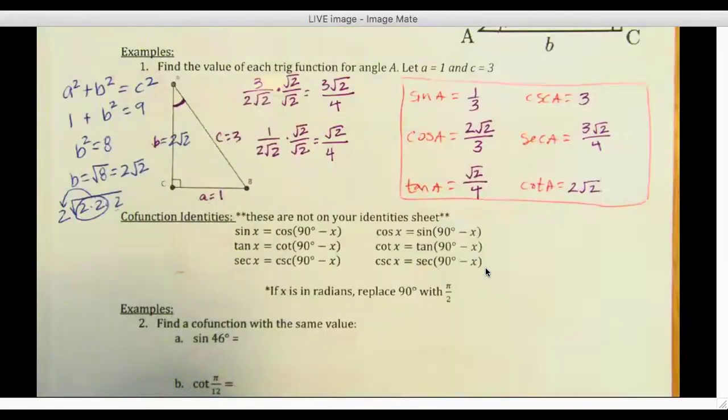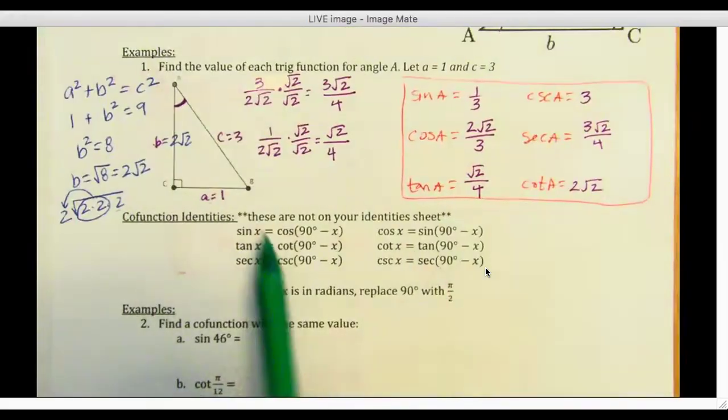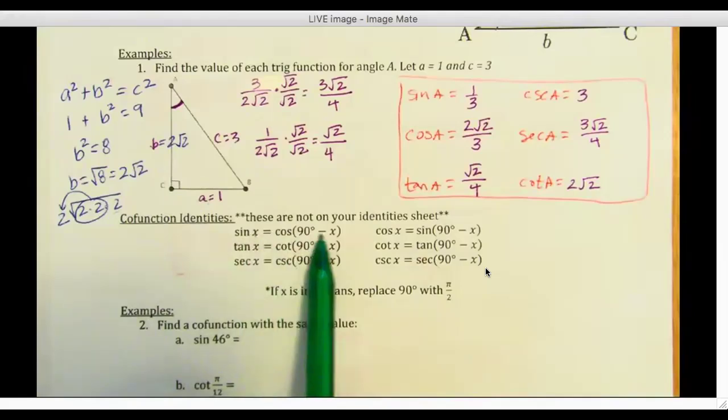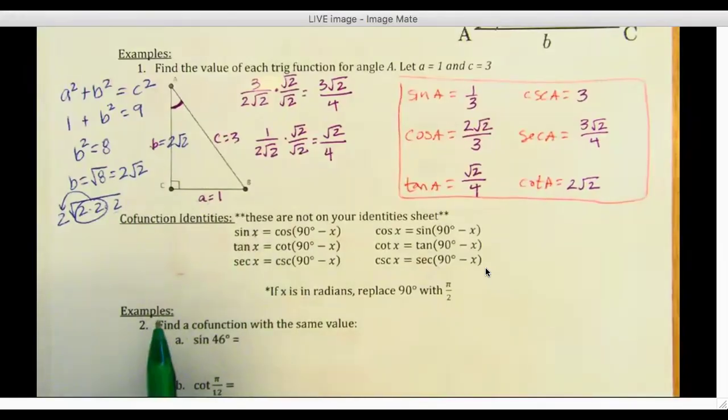Well, that's because these functions are cofunctions of one another. If I have sine of 30, that's going to be equal to cosine of 90 minus 30, which is 60, which is exactly what we saw happening with those special right triangles. This is true for any angle less than 90 degrees.